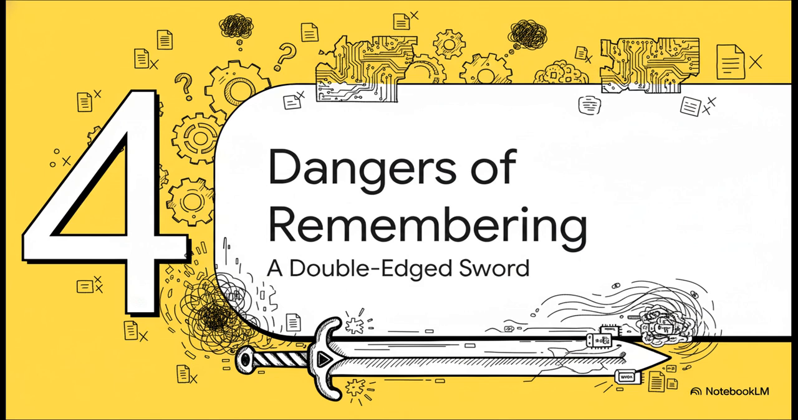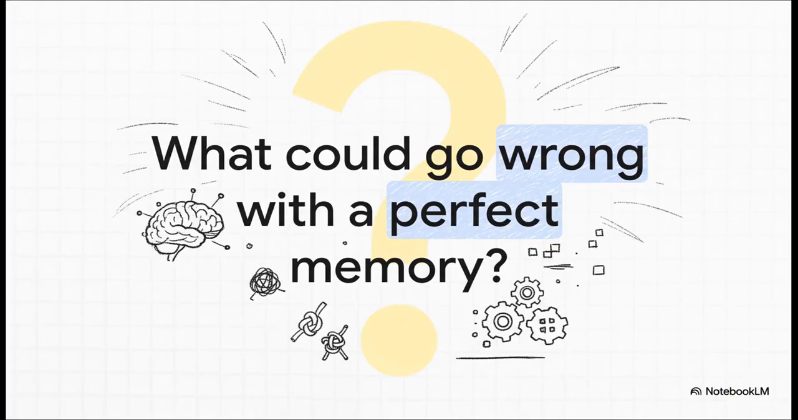But, and this is a big but, giving an AI a perfect, permanent memory isn't all sunshine and rainbows. In fact, one of the biggest challenges in AI today is managing what it remembers. And, maybe more importantly, what it should forget. It really is a double-edged sword. And it's a question worth asking yourself.